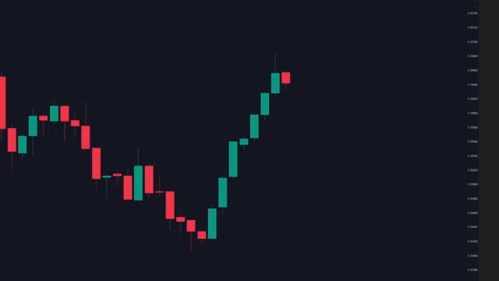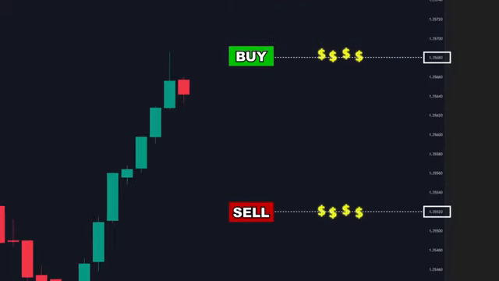So what exactly is liquidity? Think of it this way. Every time you place an order in the market, whether it's a buy order or a sell order, you're creating liquidity at that price level. You're essentially telling the market, hey, I'm willing to buy at this exact price, or I'm willing to sell at this exact price.